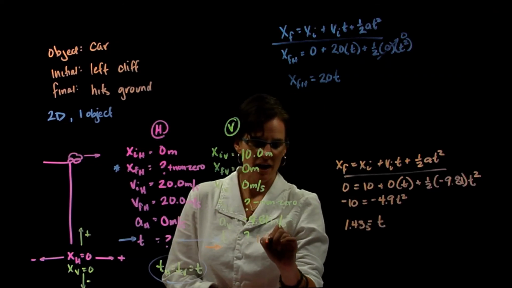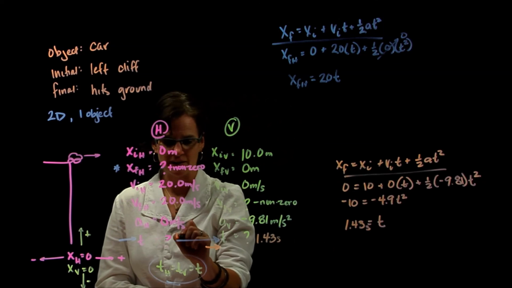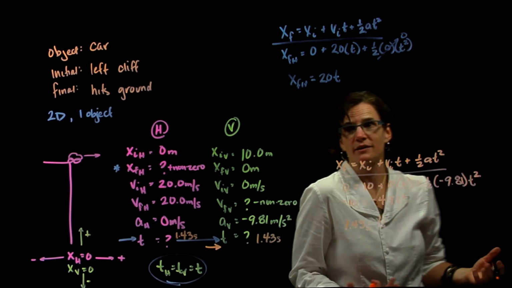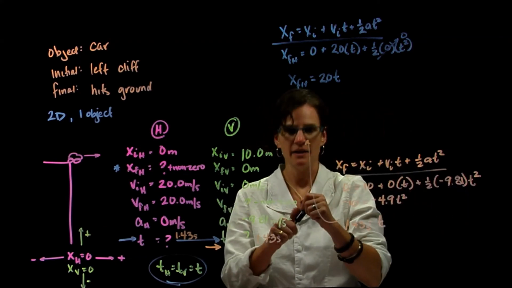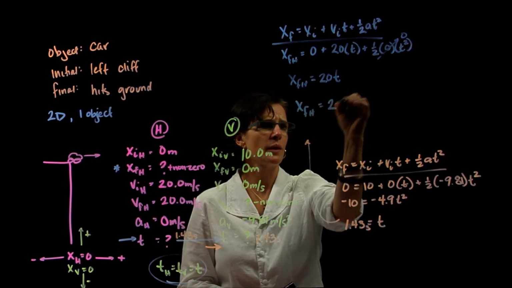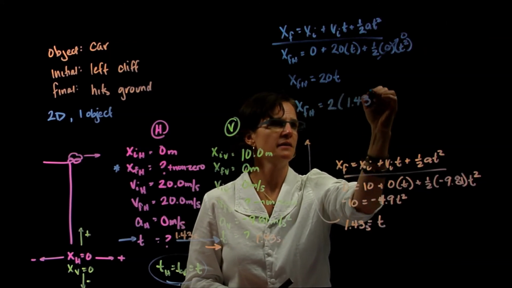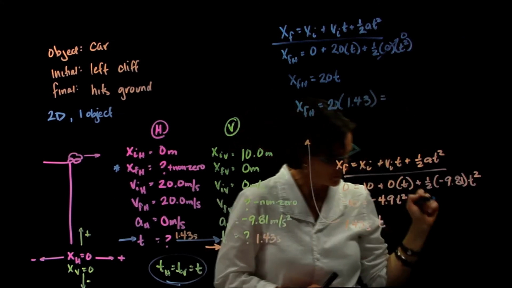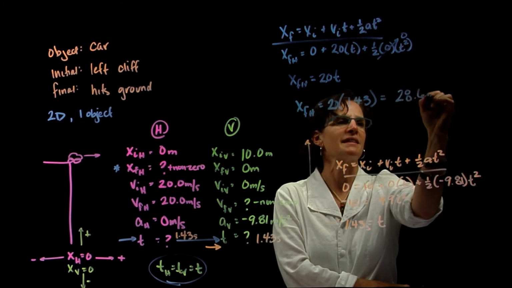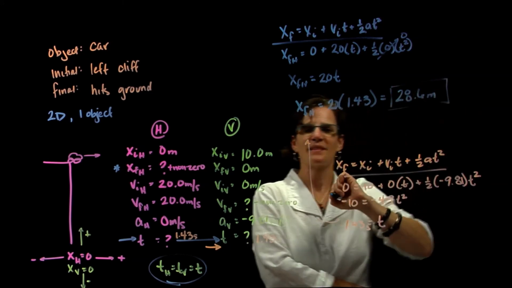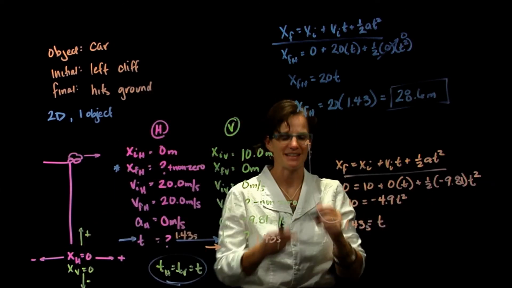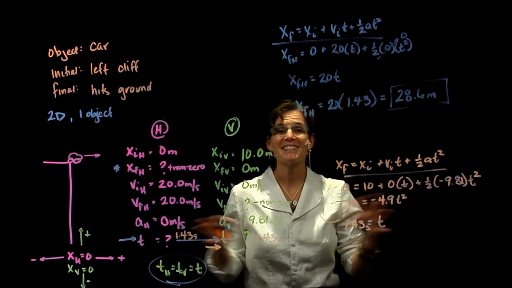So my time, which I used vertical information to get, is the same time as is happening in the horizontal direction. It's the same object. So now I can use that in my relationship. So x final is 20 times 1.43, which is equal to 28.6 meters. And that's my final position, which is how far I am if my origin was set at the base of the cliff.